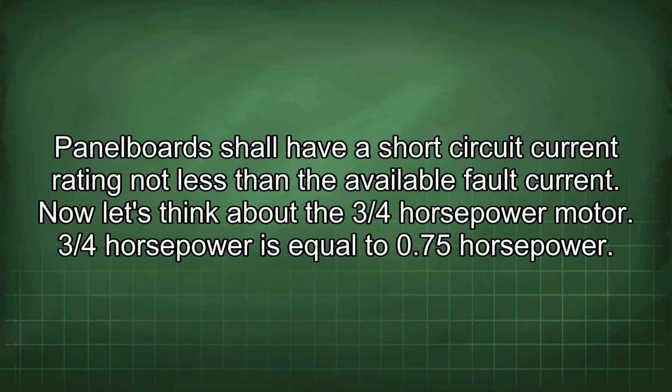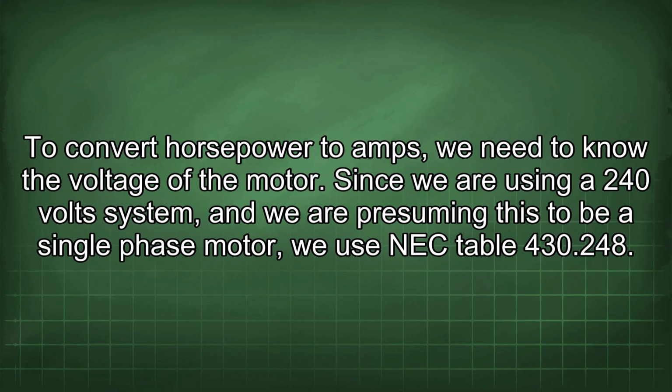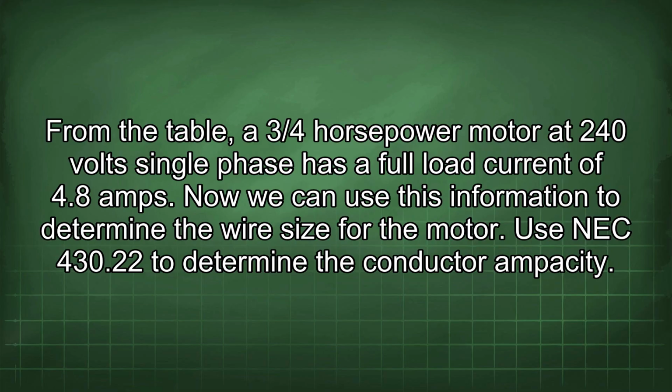Now let's think about the 3/4 horsepower motor. 3/4 horsepower is equal to 0.75 horsepower. To convert horsepower to amps, we need to know the voltage of the motor. Since we are using a 240 volt system, and we are presuming this to be a single-phase motor, we use NEC Table 430.248. From the table, a 3/4 horsepower motor at 240 volt single phase has a full load current of 4.8 amps. Now we can use this information to determine the wire size for the motor.